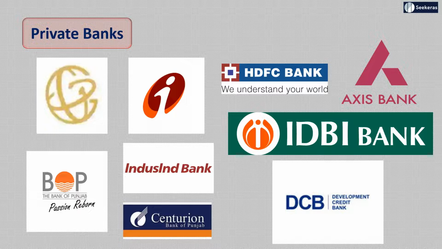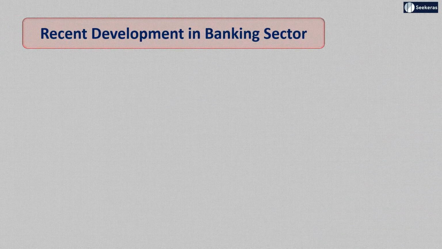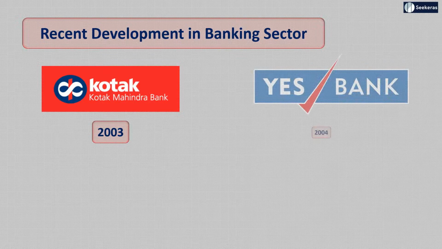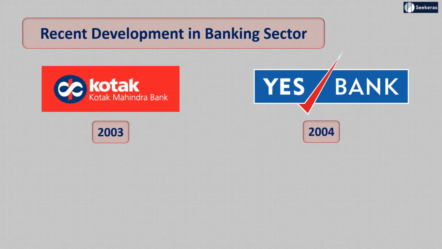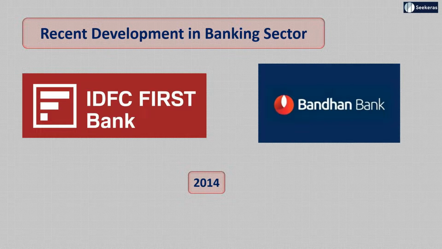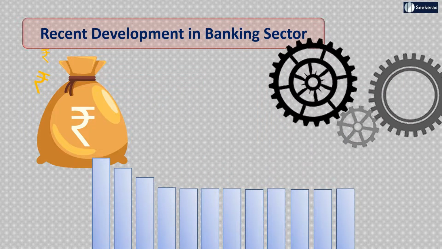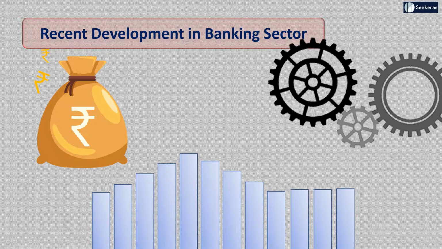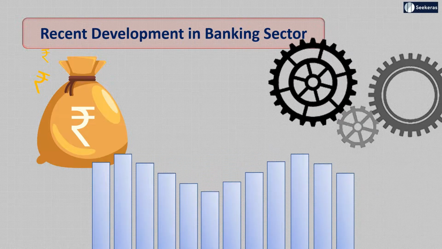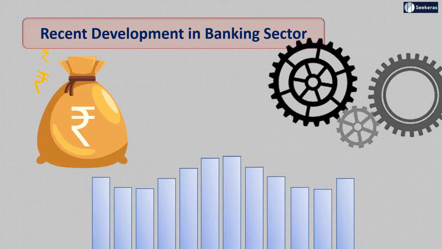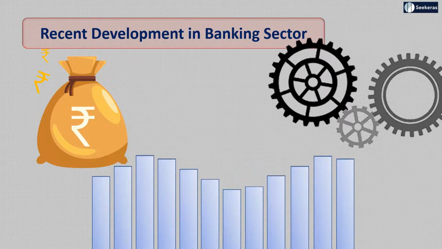Recent development in the Indian banking sector. Kotak Mahindra Bank and Yes Bank got a license from RBI to enter the system in 2003 and 2004. In 2014, RBI granted in-principle approval to IDFC and Bandhan Financial Services to set up banks. Today, the Indian banking industry is one of the most growing and flourishing industries. The banking system of any country needs to be effective and efficient as it plays an active role in the economic development of the country.